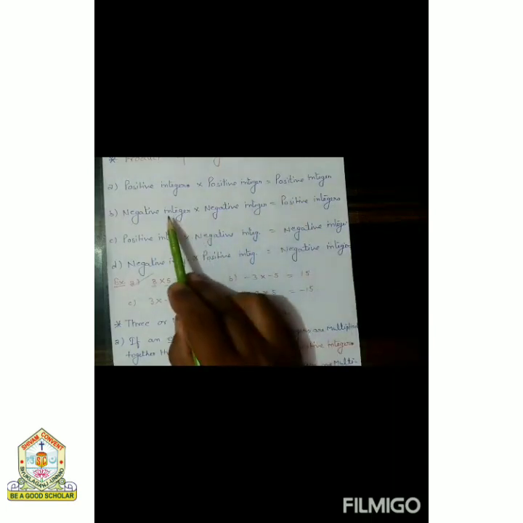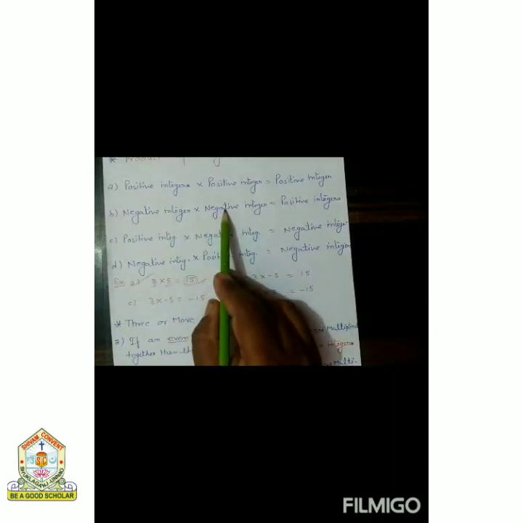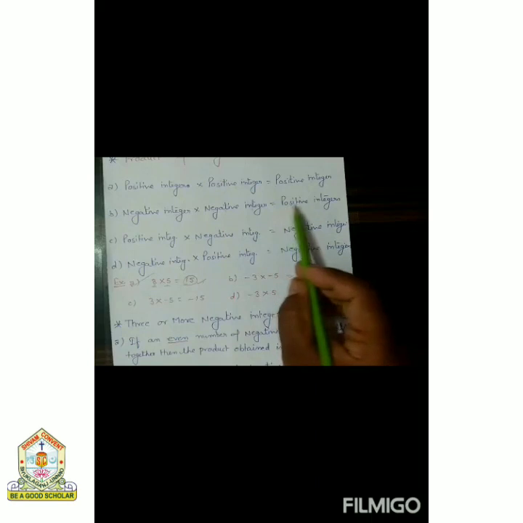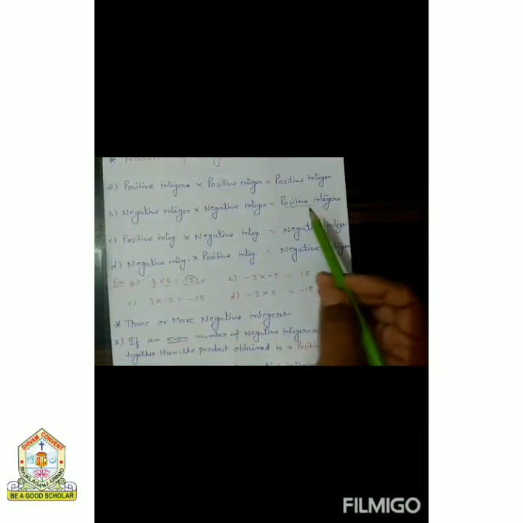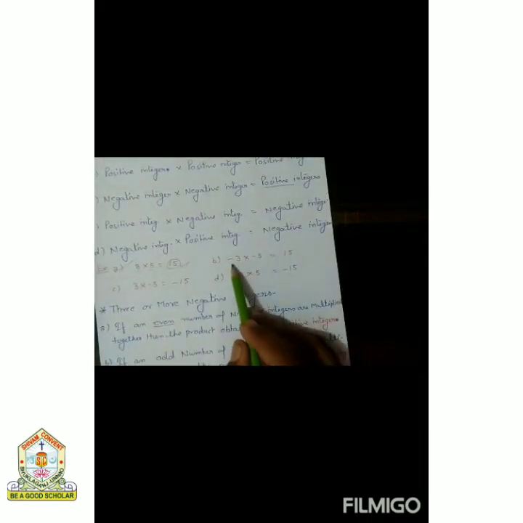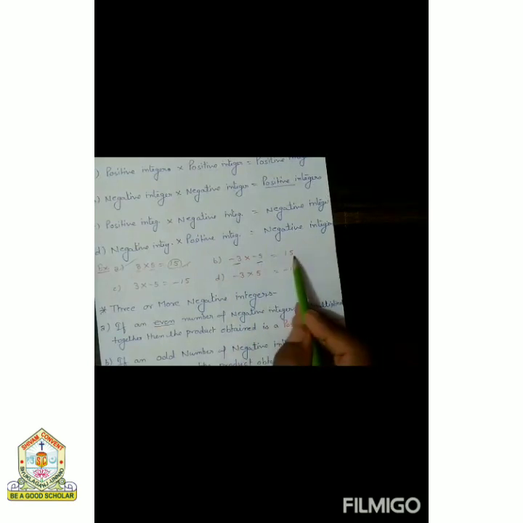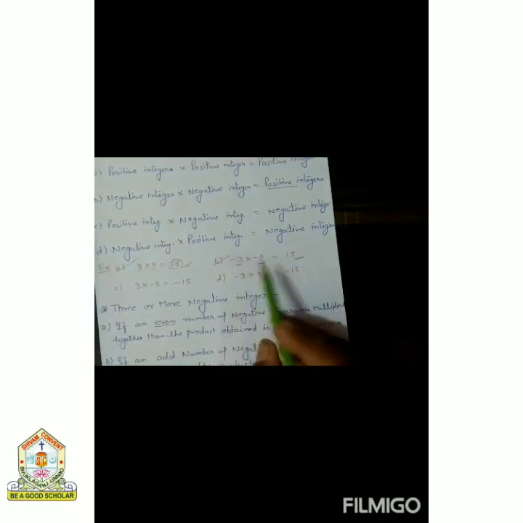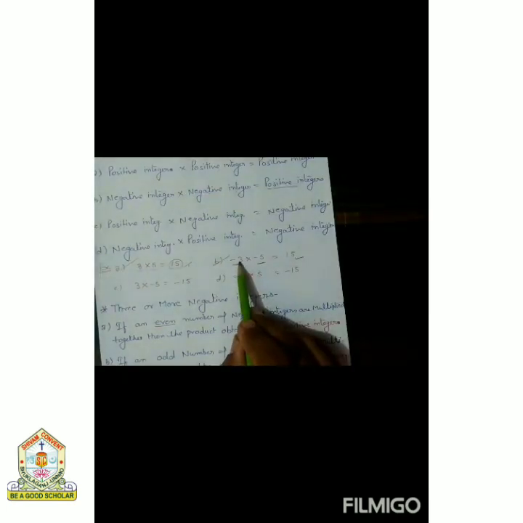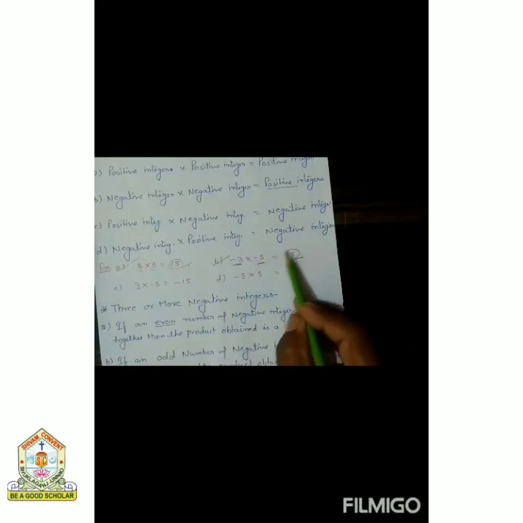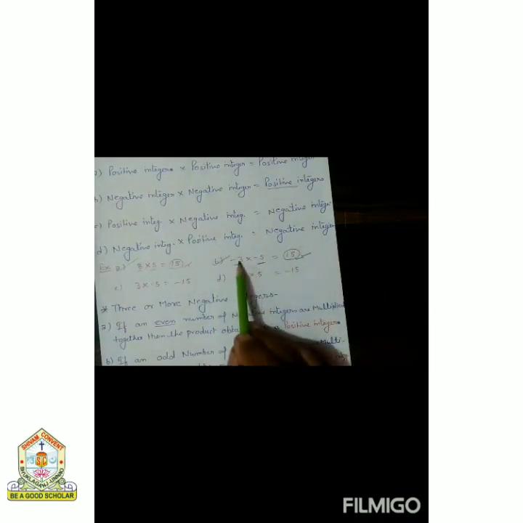when we find the product of any two negative integers, their product is positive. Means when we multiply any two negative integers, their product is positive. Here the first integer is minus 3 and the second integer is minus 5. We see that both the integers are negative, so their product is the positive integer 15. Clear? The product of any two negative integers is a positive integer.